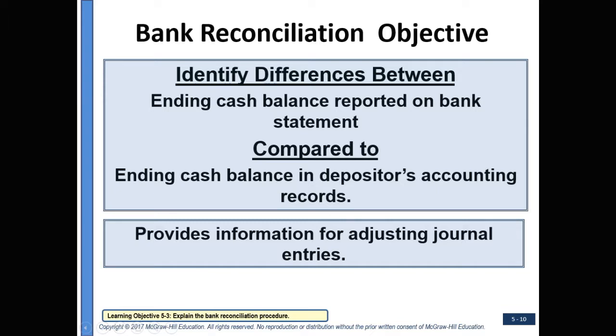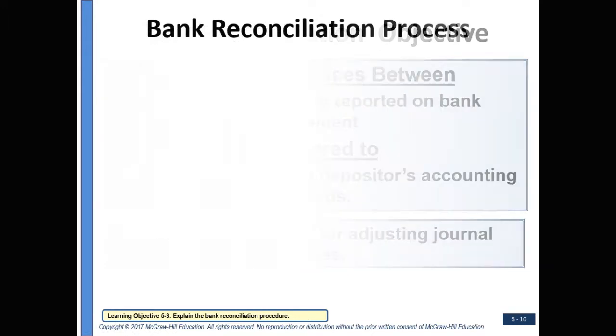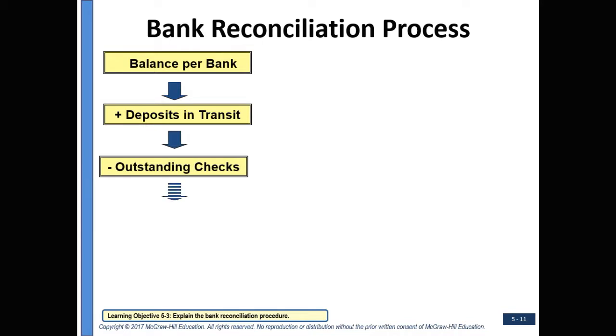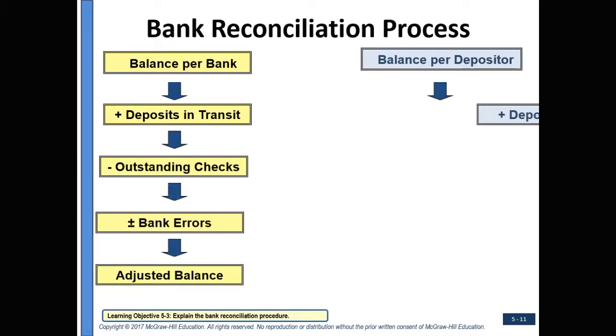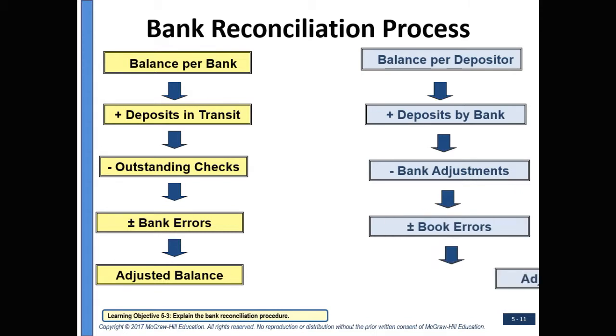So, looking at the bank reconciliation objective. Reconciling bank accounts in a timely manner. A bank reconciliation explains the difference between the cash that is reported on the bank statement and what the cash balance is in the accounting records for the company. It also gives us additional information that we need for adjusting journal entries. We'll just take a second and let that slide populate.